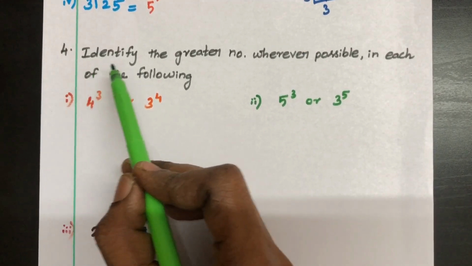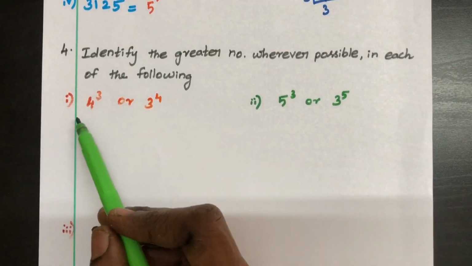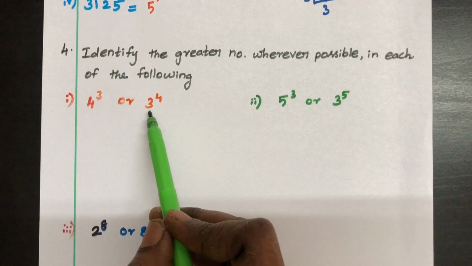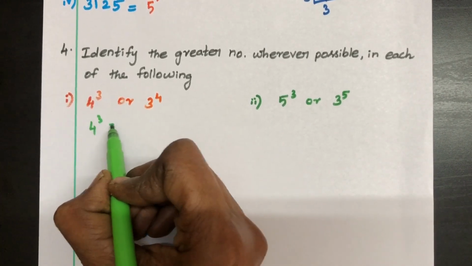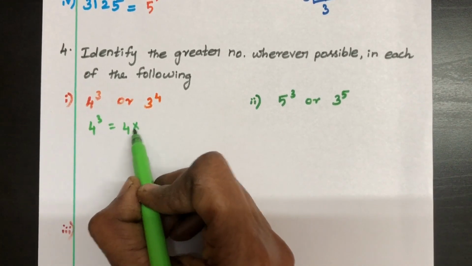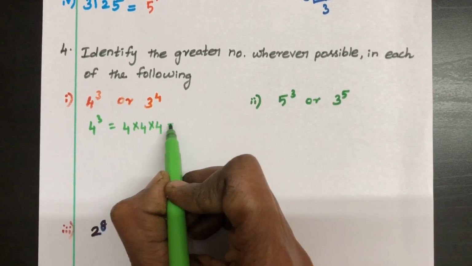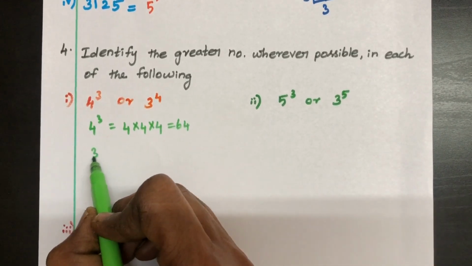Fourth question. Identify the greater number wherever possible in each of the following. First subdivision, 4 cube or 3 power 4. Which is greater? We are going to find it. 4 cube: the base is 4 and the power is 3, so 3 times we need to repeat 4. 4 into 4 is 16, 16 fours are 64.